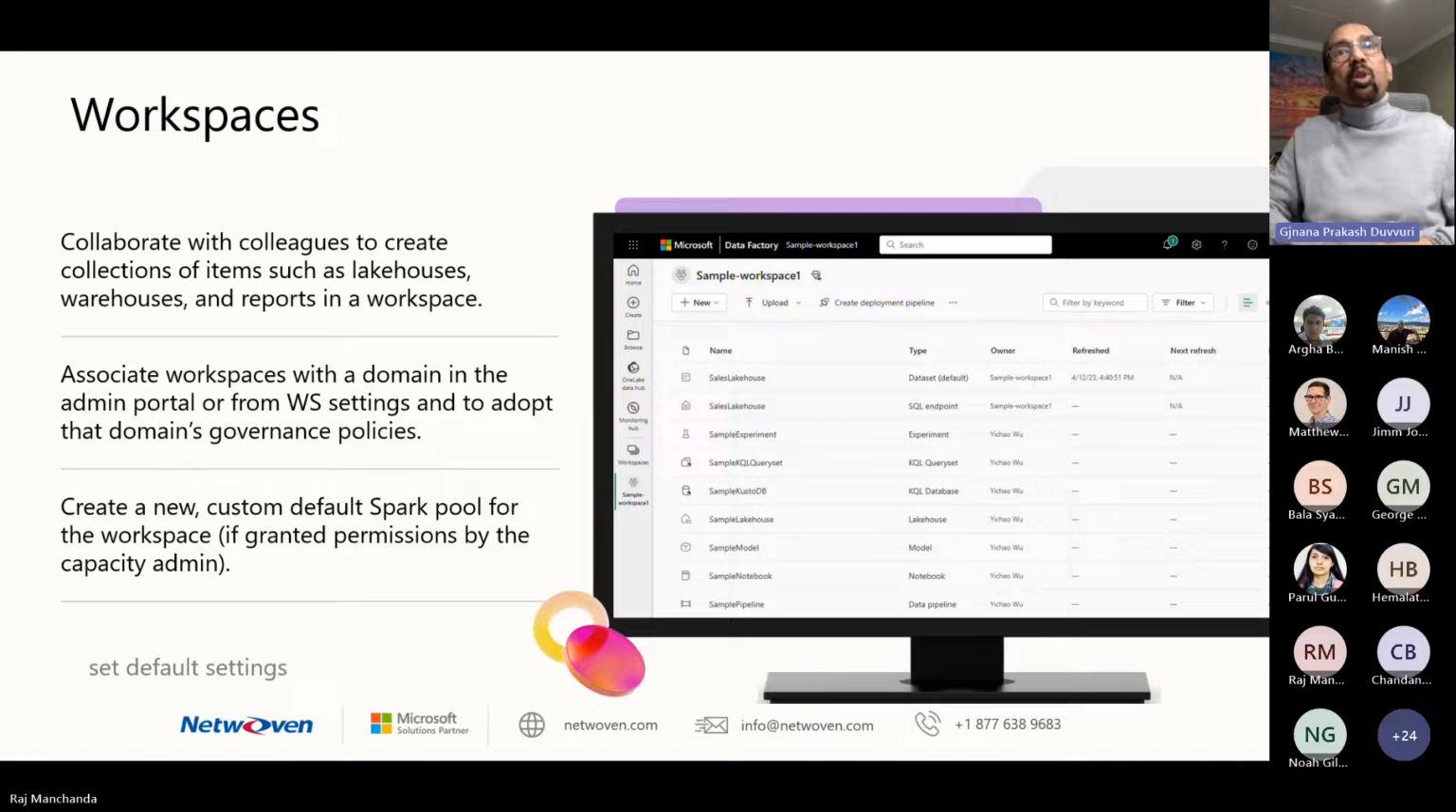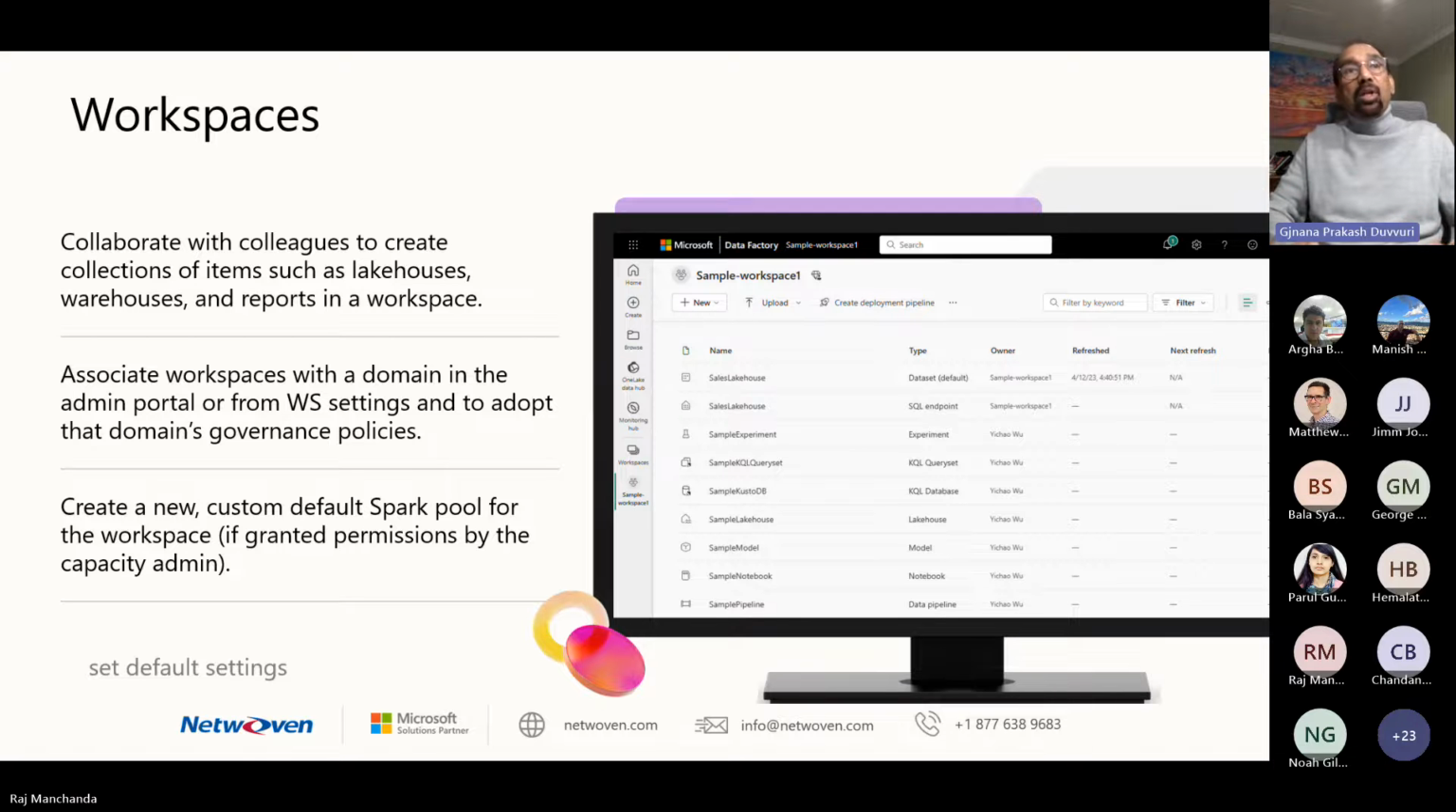Domains contain workspaces. We can create different workspaces so that all the reports, lakehouses, and warehouses can be organized, and then associate workspaces with the domain in the domain portal, or adopt domain governance policies, exactly what they wanted. So if you want to have extra policies in a workspace, you can do that.